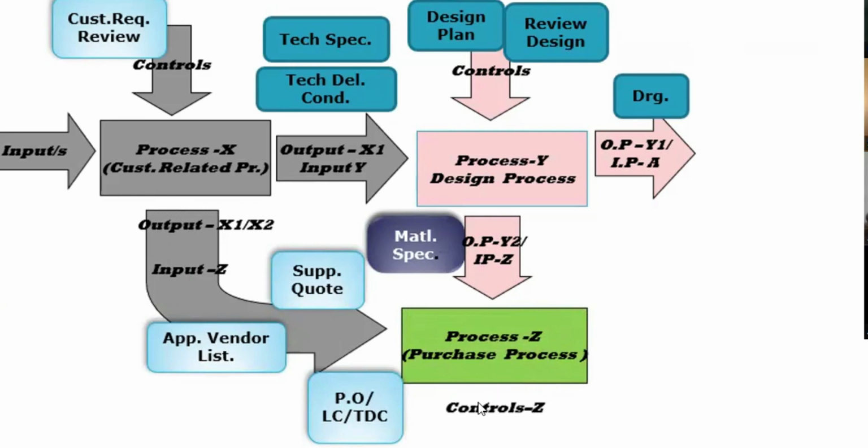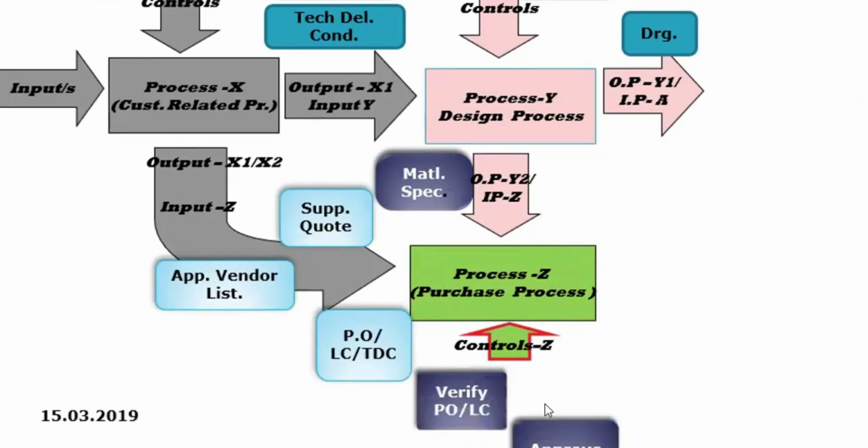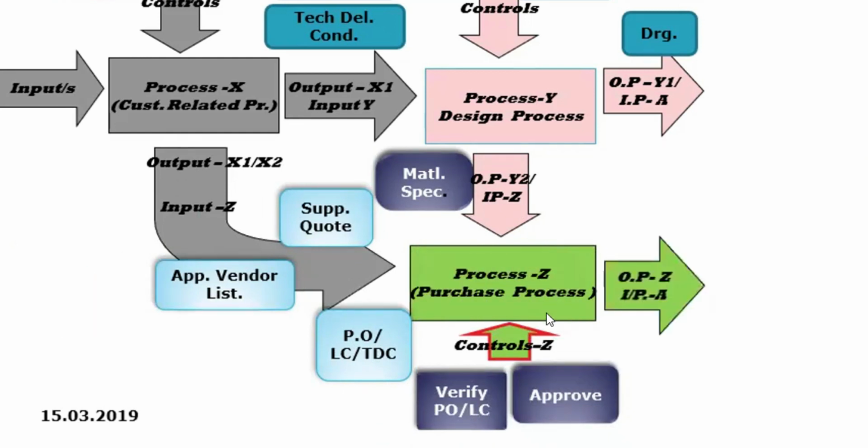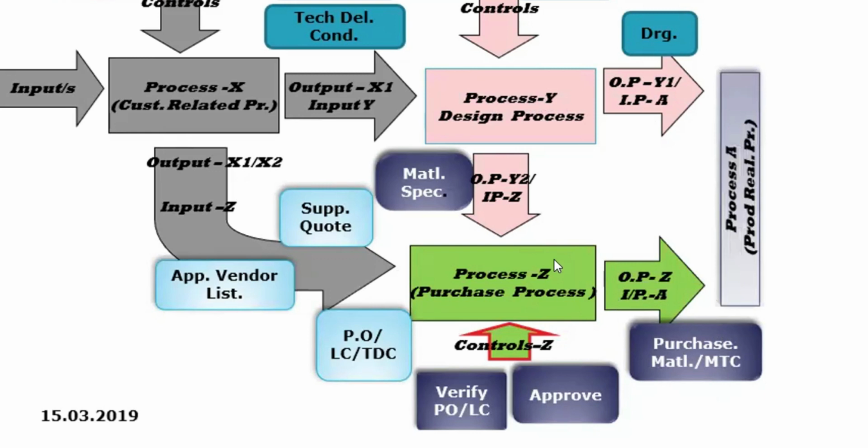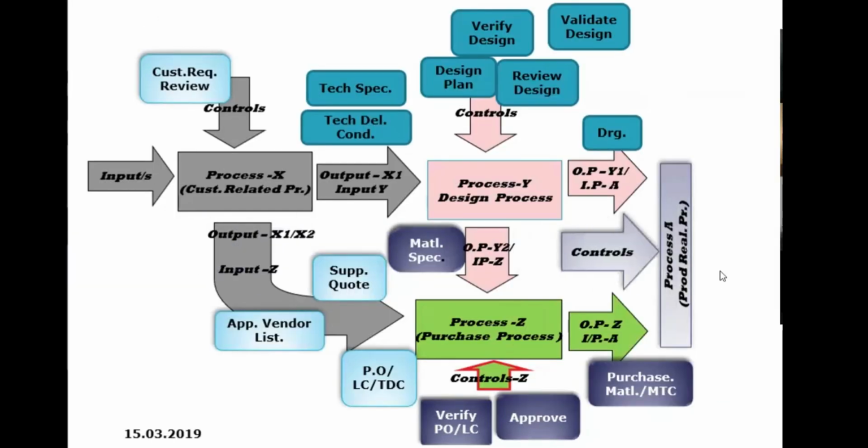Now, there is control of purchase order. Somebody is approving the purchase order, right? Once the purchase order is approved, verify the LC or purchase order, then approve, then output is the purchased material. Now just imagine from the design process, you have got the drawing, you have got the material. Now you are going to produce.